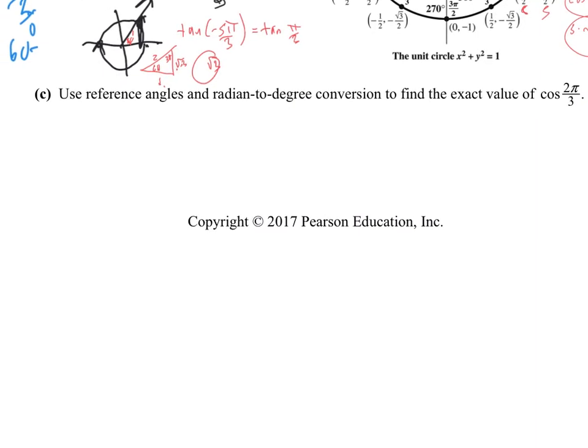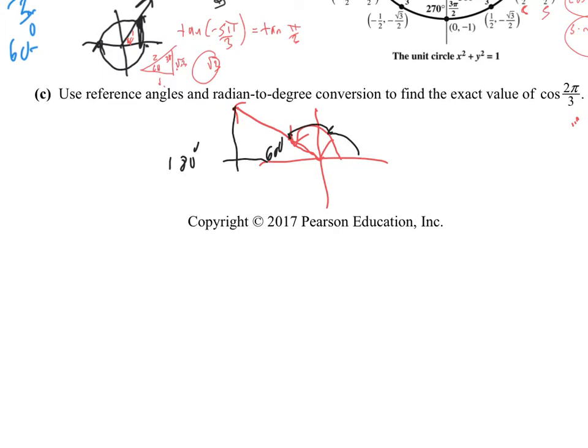Use reference angles and radian to degree conversion to find the exact value of cosine of 2 pi over 3. He's given me permission to use reference angles. Again, pi over 3 is a 60-degree angle. So there's two of them. That's 120 if you think about it, because 3 of them is 180. So here is the movement, or my angle. He said feel free to use reference angles, so that must be a 60 degrees to get down to the 180. So it's 1 pi over 3, 2 pi over 3.